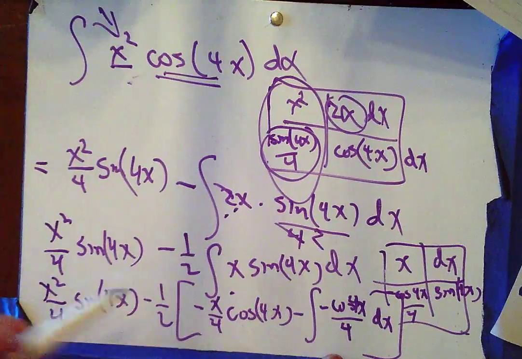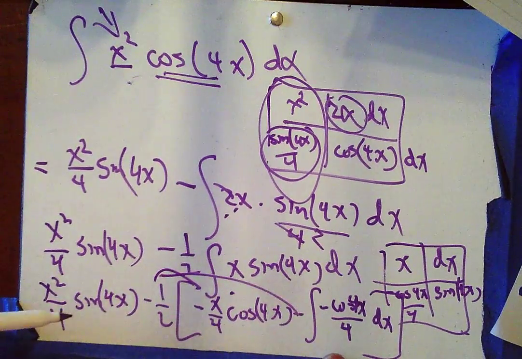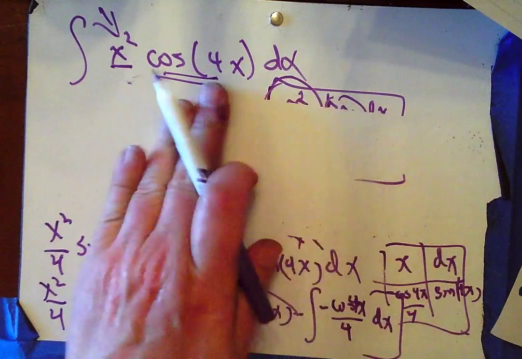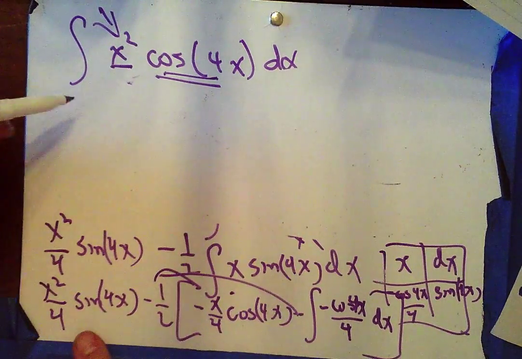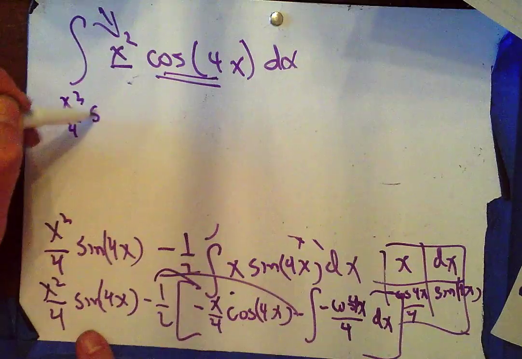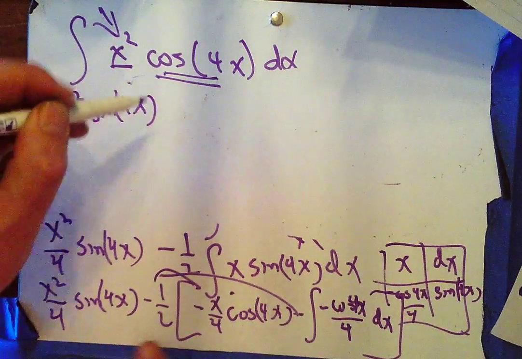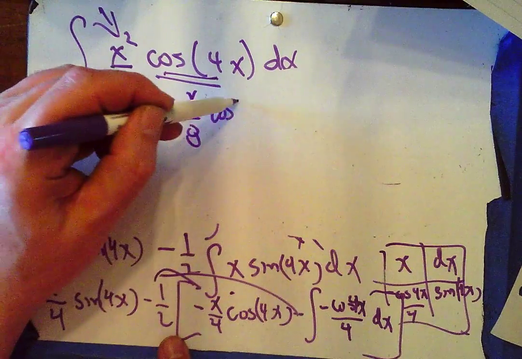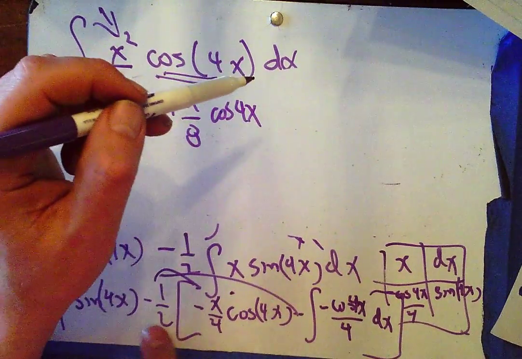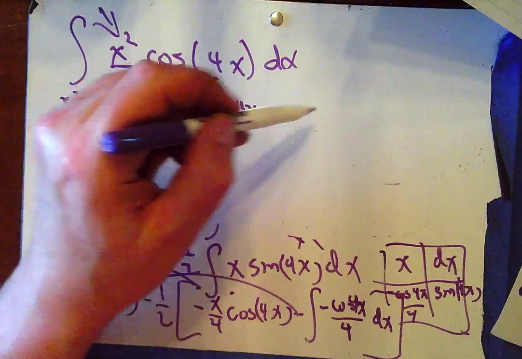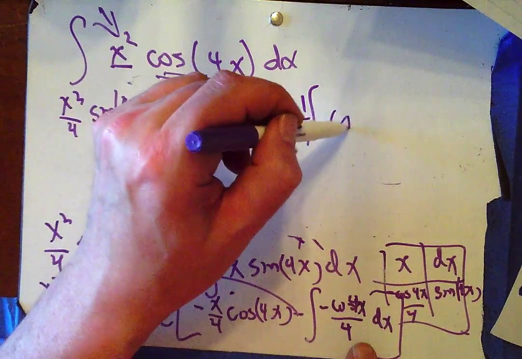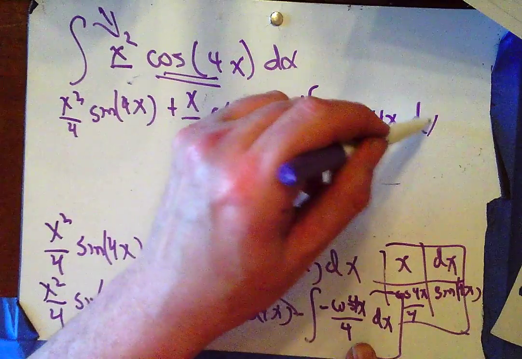Look at all those negatives. Let's do some distributing. So that's going to bring me up to x squared over 4 sine 4x plus x over 8 cosine 4x minus times minus times minus is minus the integral. Ooh, and I'll pull out that 4 cosine 4x dx.